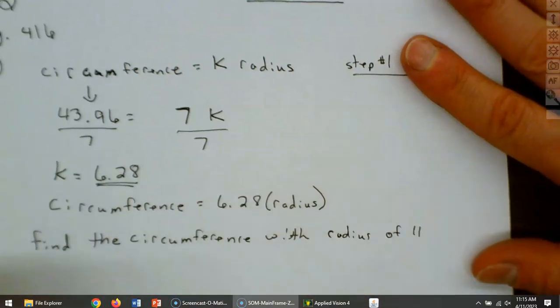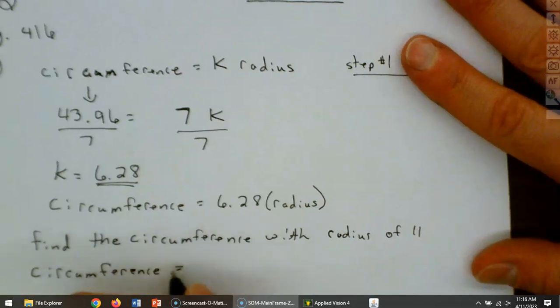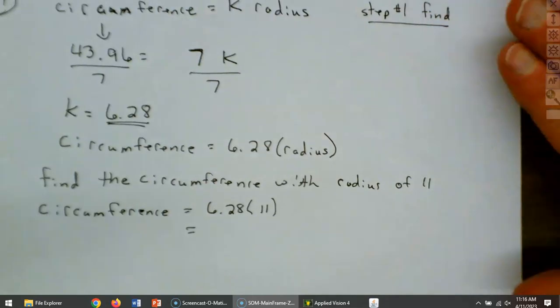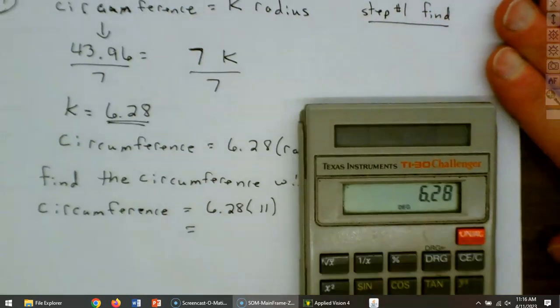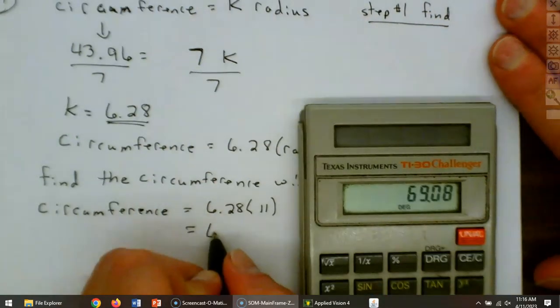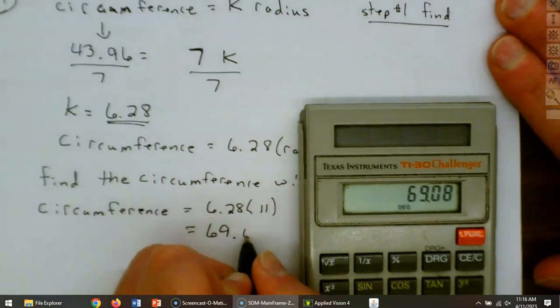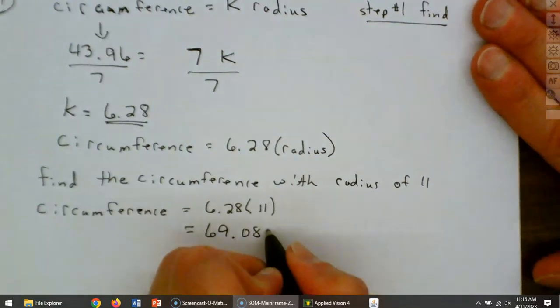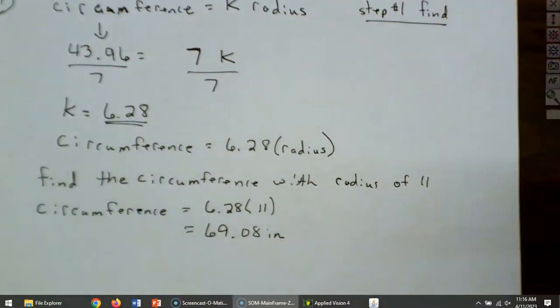So that means we simply plug our value in. So our circumference is going to equal 6.28 times 11. And 6.28 times 11 comes out to be 69.08. And that is your circumference. And that is going to be in terms of inches.